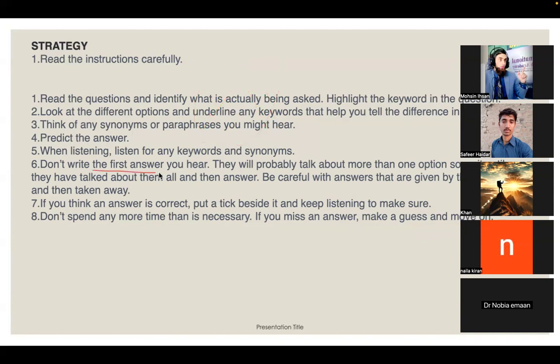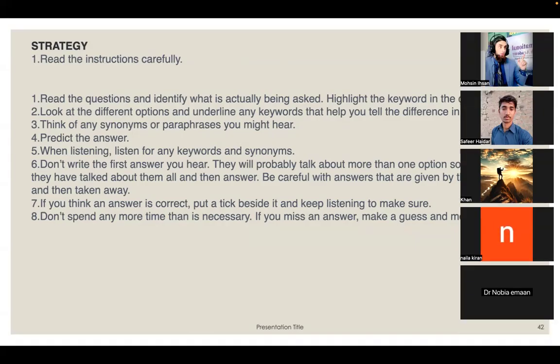Don't write the first answer you hear. They will probably talk about more than one option, right? So the first option is not going to be correct. Again, and the last one, if you think an answer is correct, put a tick beside it and keep listening to make sure. You should listen to B and C even if you think A is correct. And the last option, don't spend any more time than is necessary. If you miss an answer, make a guess and move on, right?